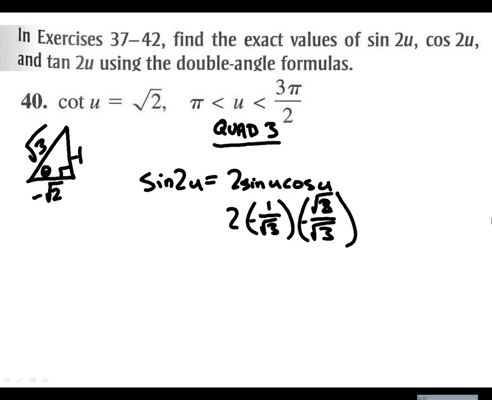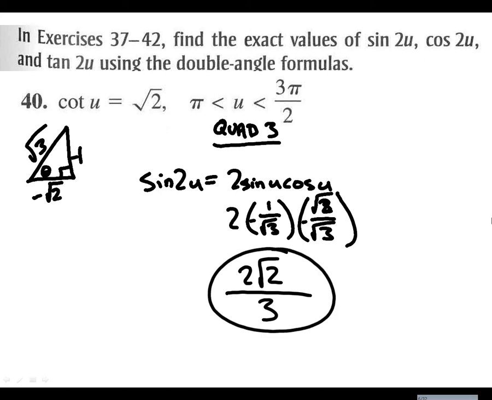So let's multiply across. Here we've got 2 times 1 times rad 2. So we've got 2 rad 2 on the top. It's a negative times a negative, so that's a positive. And rad 3 times rad 3 is just 3. Can't clean that up at all, so we're left with just 2 rad 2 over 3. All right. I'm going to go ahead and erase this and do cosine of 2u.